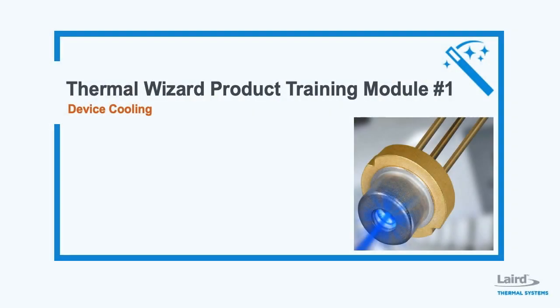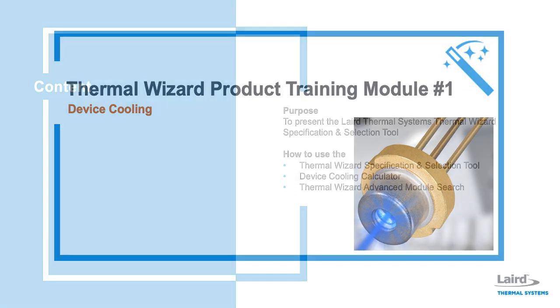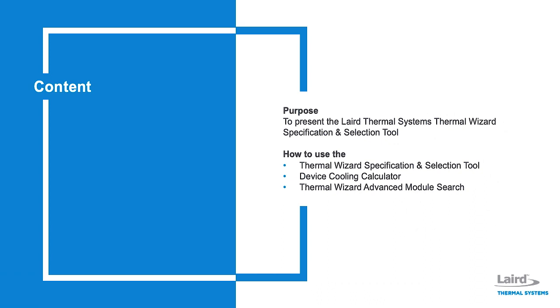Welcome to the Laird Thermal Systems Thermal Wizard product training module for device cooling. This is the first of four product training modules for our advanced thermal management tool that helps design engineers find the optimal solution to their thermal design issues. In this module, you will learn how to use the Thermal Wizard QC slider, device cooling calculator, and the advanced module search.